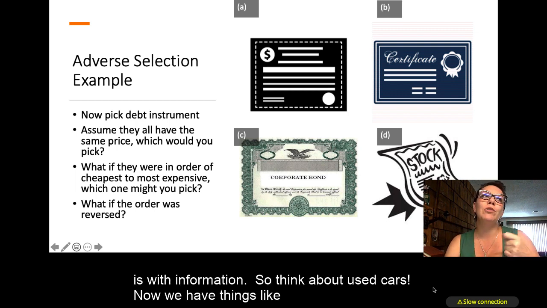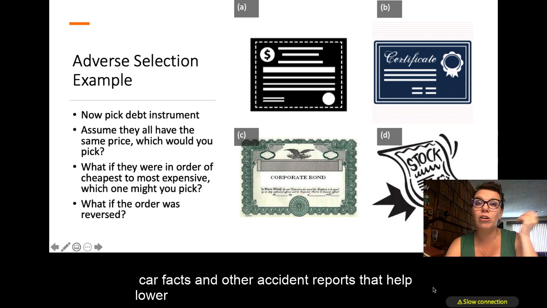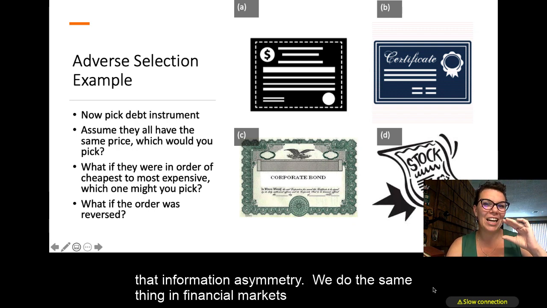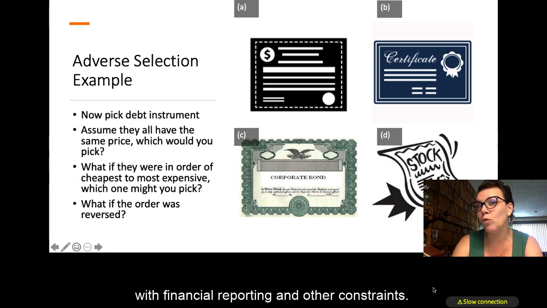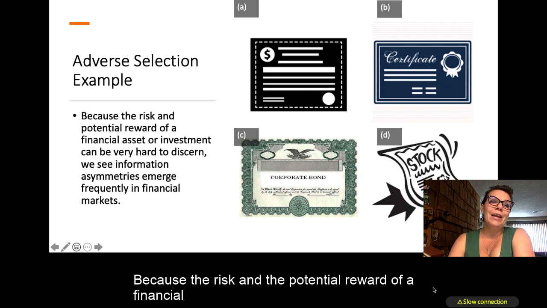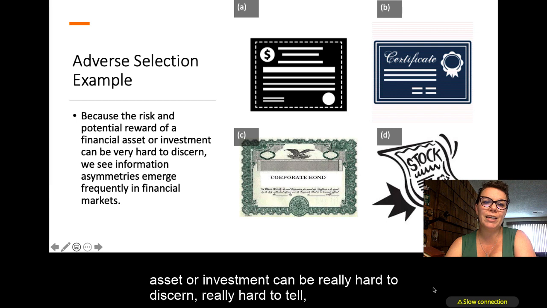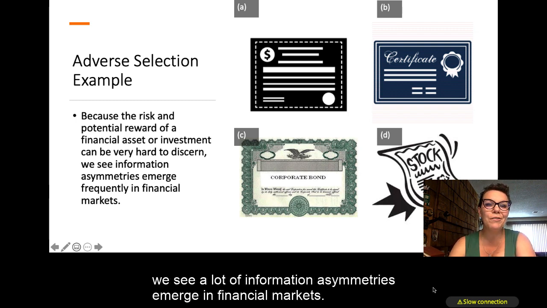So think about used cars. Now we have things like Carfax and other accident reports that help lower that information asymmetry. We do the same thing in financial markets with financial reporting and other constraints. Because the risk and the potential reward of a financial asset or investment can be really hard to discern, we see a lot of information asymmetries emerge in financial markets.